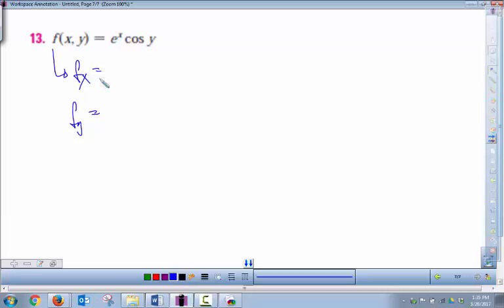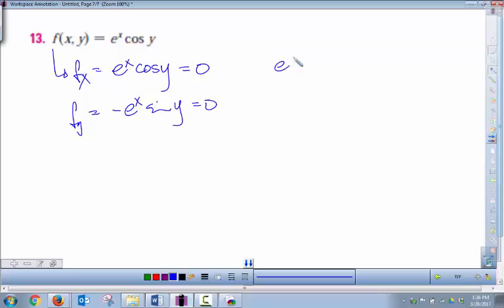So let's take the derivative with respect to x. Cosine y is a constant, e to the x. Derivative of that is just e to the x. Derivative with respect to the y variable is going to be negative sine y, and e to the x is constant. So we have to set both of these equal to 0. And let's see what happens.